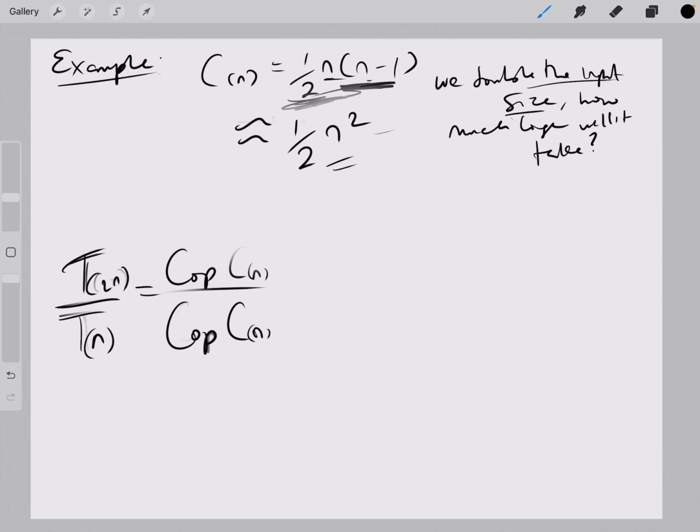So C of 2n will now look like this, and the reason why we did this is because we just want to make our calculations easier. Since we care about something more than others, we should try and conserve time and space. So putting 2n into this, we have 2n all squared. So yes, in this place we should have 2n as well.